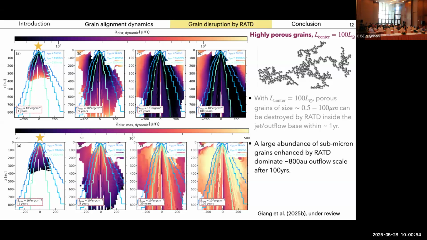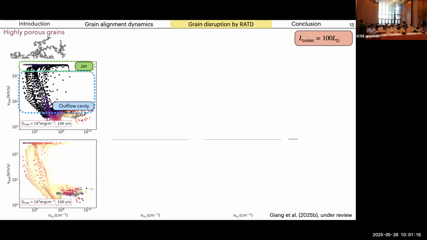And then if RAT is open, it activates more up to 100 years. So we found that after 100 years, almost all the outflows will be dominated by submicron grains beyond 0.5 micrometers, and only a small amount of submillimeter grains beyond 300 micrometers can survive RAT. Then we consider the extreme case that RAT can be activated for 100 years.